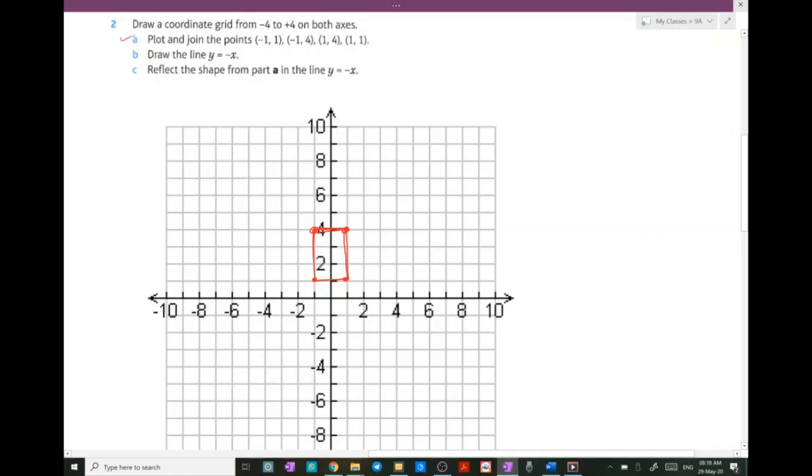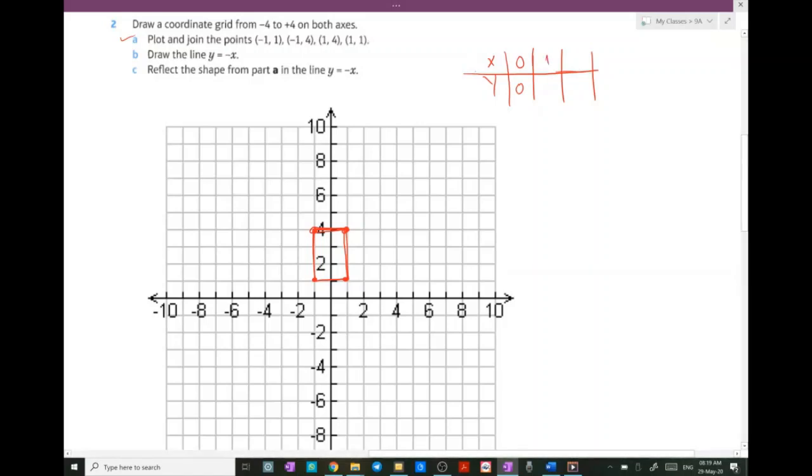Part B, draw the line y equals minus x. In order to draw the line y equals minus x, let us use the table of intercepts. When you use 0, 0 or the origin, you're going to notice that when x is 0, y is 0. Therefore, the line is passing through the origin. So we choose another points.